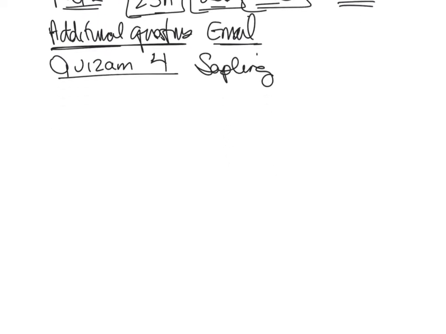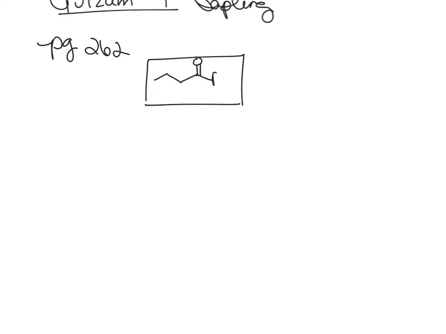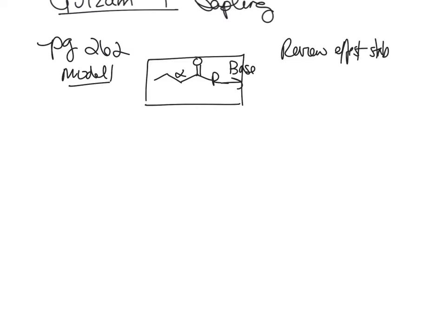Alright, so let's start on page 262 in your POGL book. So you have the model, and I want you to work on this. And then we have base. This is model 1. And it says review effects that stabilize a conjugate base.